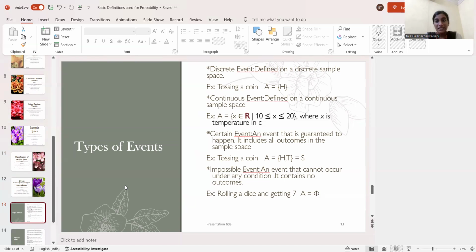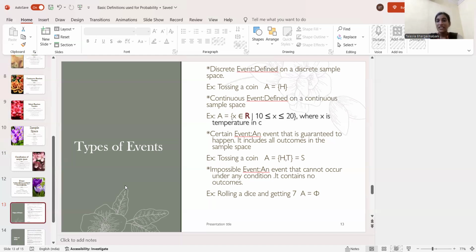Whereas continuous event is defined or used for continuous sample space. Example, temperature of a room. It can depend on the weather around the room, or on the people in the room, which increases the carbon dioxide and which may increase the level of heat in the classroom.